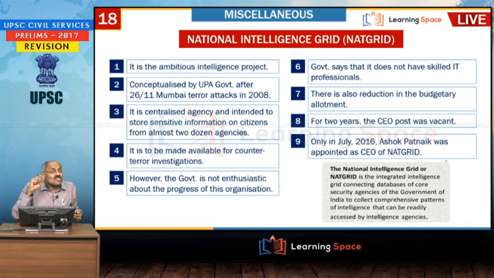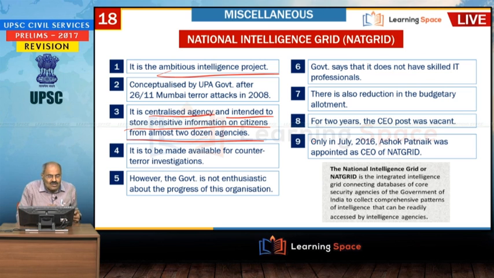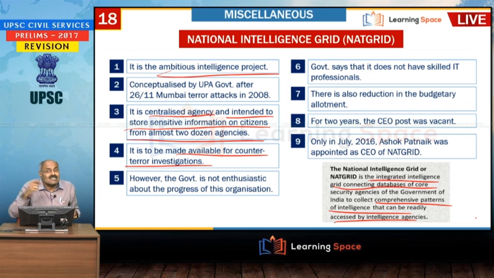Please don't forget, National Intelligence Grid. This can be a potential question. This is an ambitious intelligence project, and it is a centralized agency intended to store sensitive information on citizens from almost 2 dozen agencies, and it is to be made available for counter terror investigations. So, the NATGRID is an integrated intelligence grid connecting databases of core security agencies of the government of India to collect comprehensive patterns of intelligence that can be readily accessed by intelligence agencies.